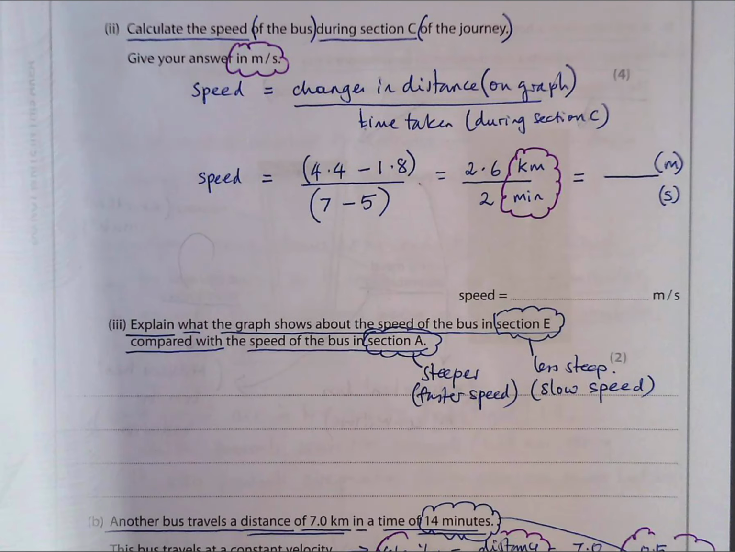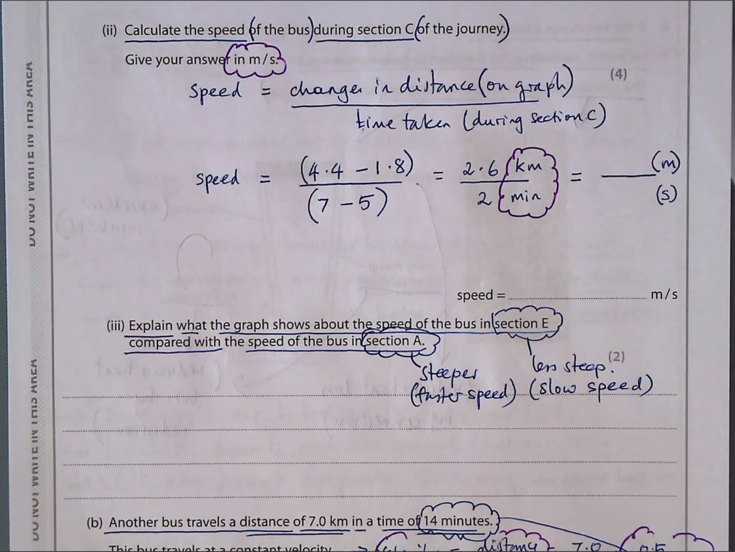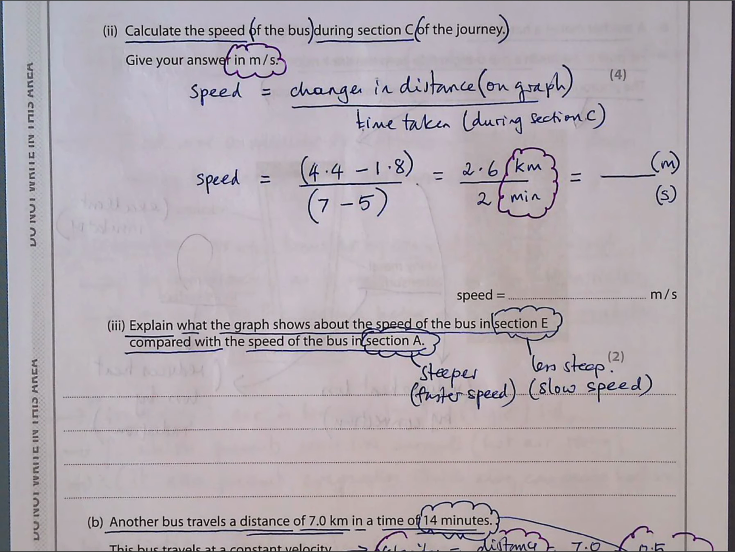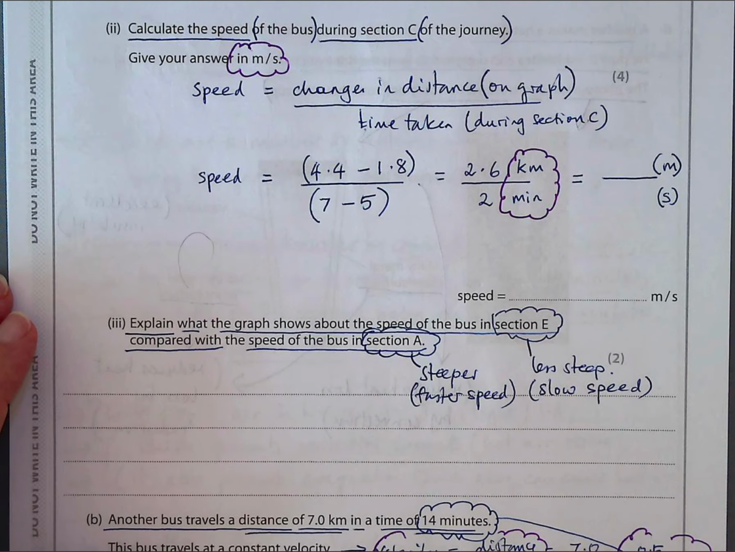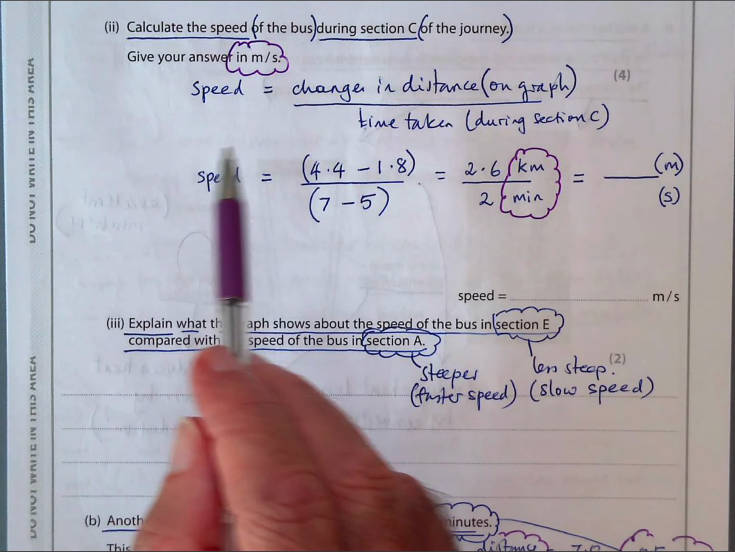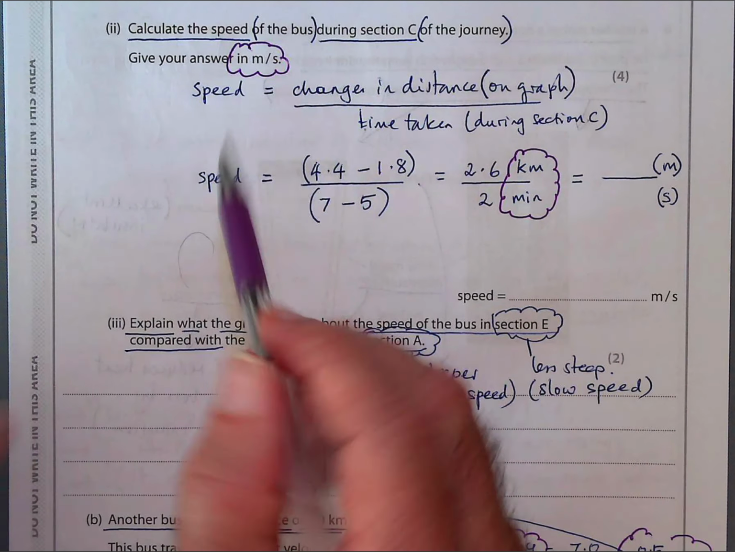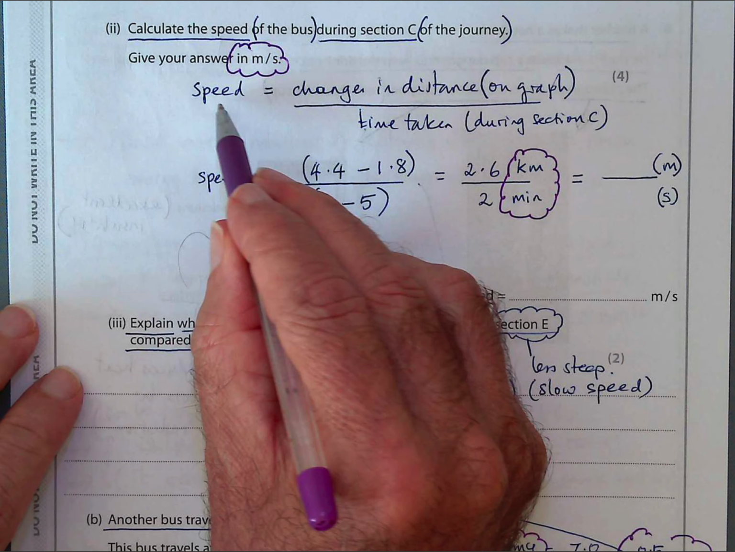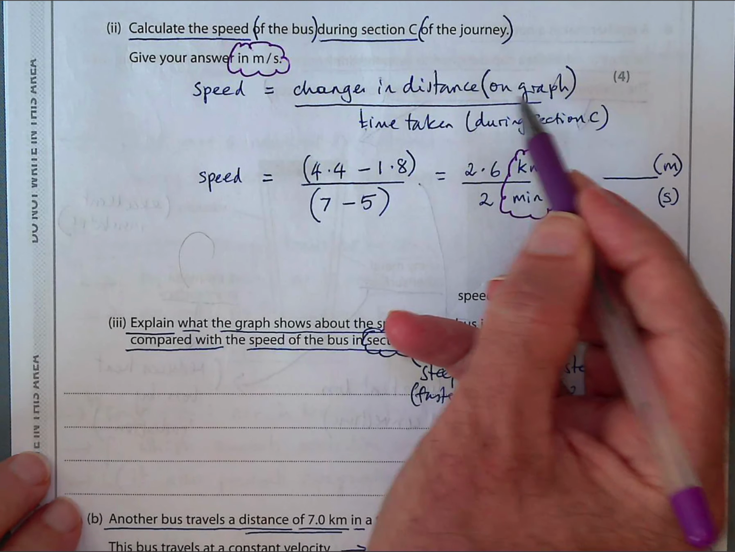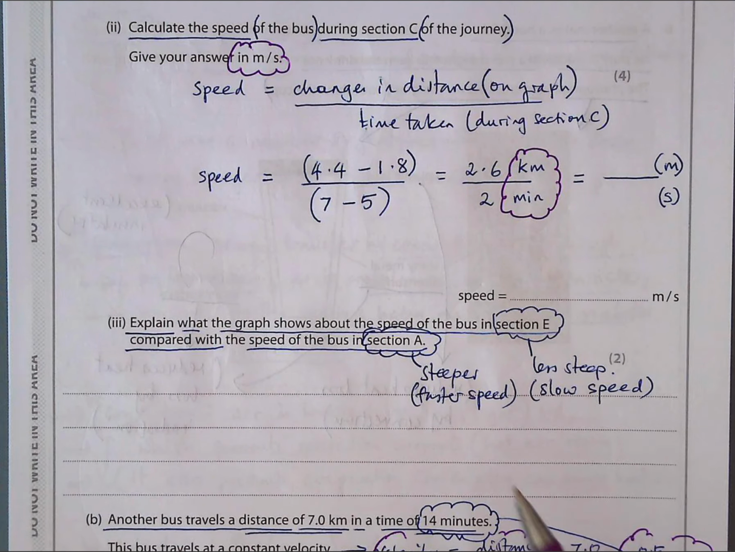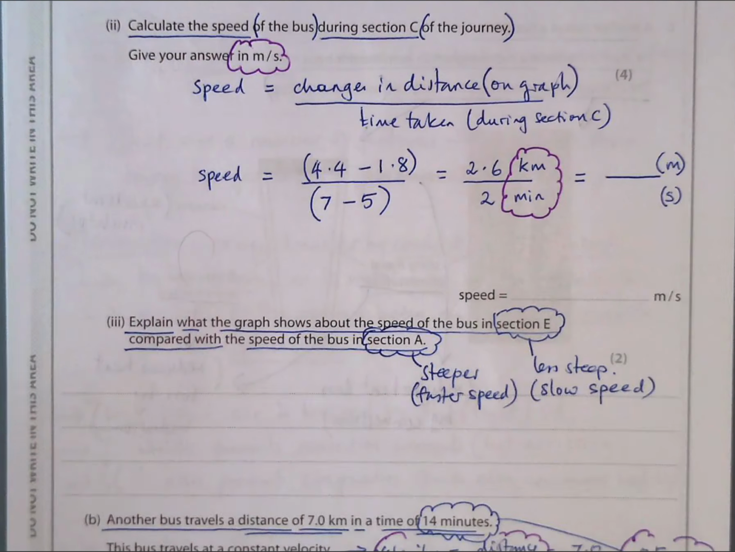Okay. So the next part of the question is wanting to calculate the speed. Now, where the line is horizontal, the speed is 0, so the steepness of a horizontal line is 0. If you want to have the speed, you need to have a slope, and the slope is the change in distance on the graph divided by the time taken. So they want you to do it for section C.